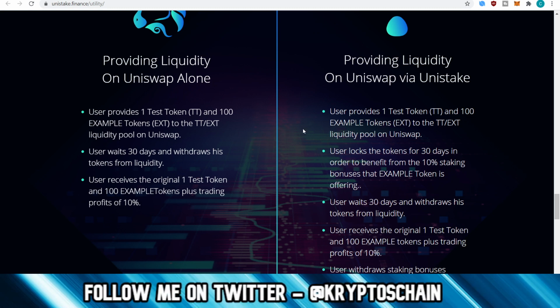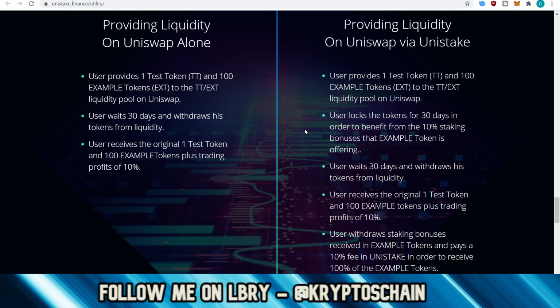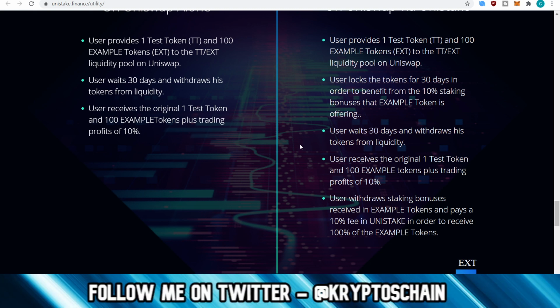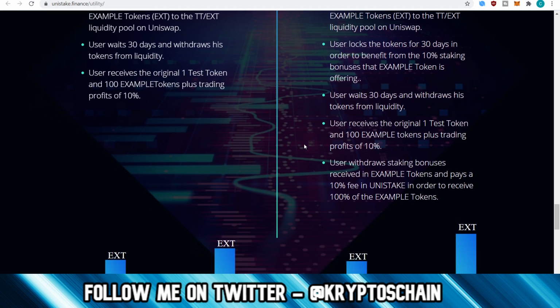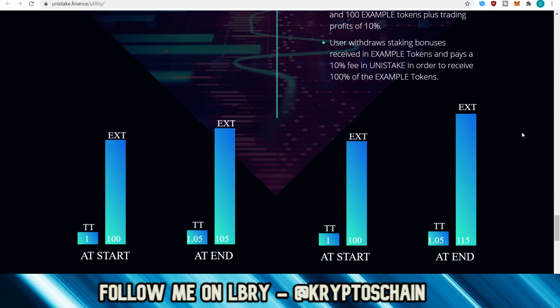Now, how is Unistake different here? The user provides the one test token and the 100 example tokens, so that's exactly the same. The user locks them for 30 days in order to benefit from the 10% staking bonuses that example token is offering. However, if the user waits 30 days and withdraws their token from the liquidity, the user receives the original one test token and 100 example tokens plus the trading profits of 10%. So now the user withdraws staking bonuses received in example tokens and pays a 10% fee in Unistake in order to receive 100% of the example tokens. So how awesome is that?